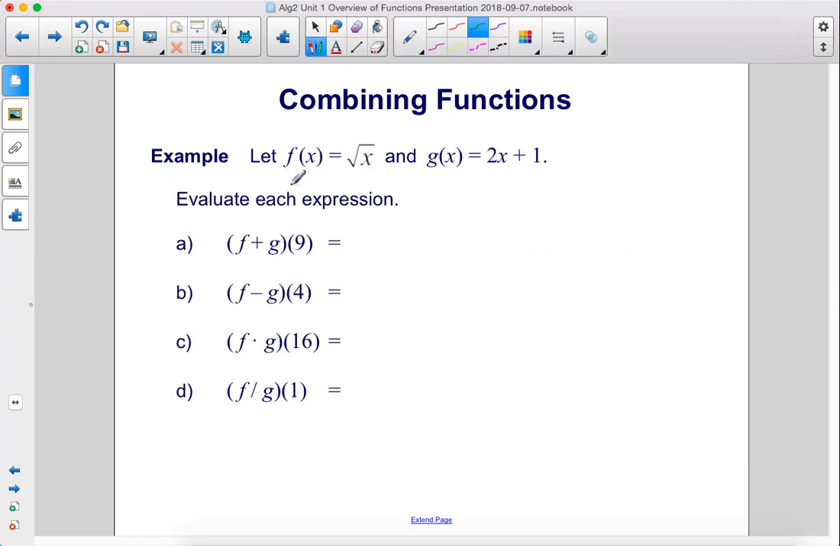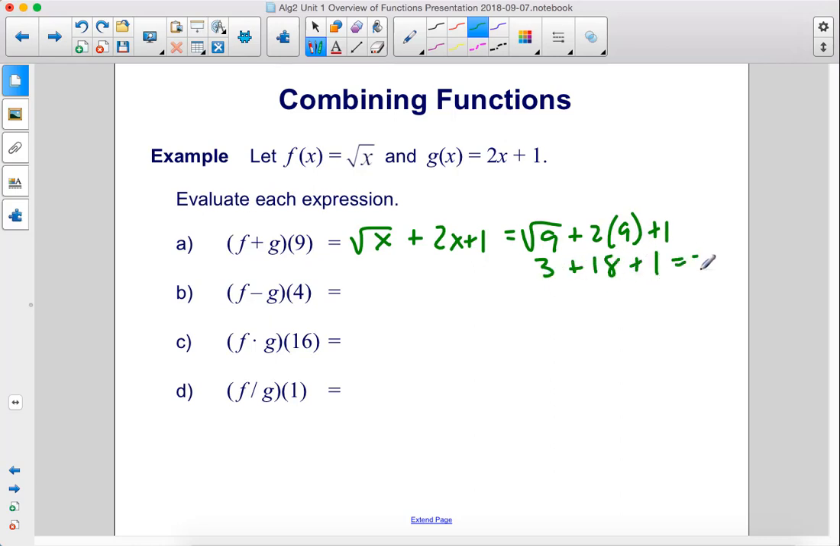Example, let f of x equal the square root of x and g of x equal 2x plus 1. Evaluate each expression. F plus g of 9. So f plus g would be the square root of x plus 2x plus 1. And we're going to then plug 9 in. So that would be the square root of 9 plus 2 times 9 plus 1. So that's 3 plus 18 plus 1.